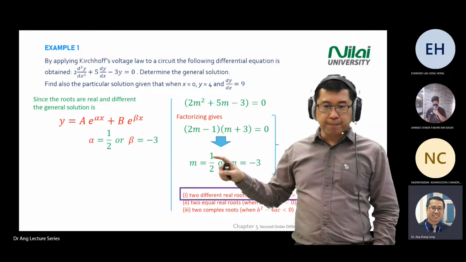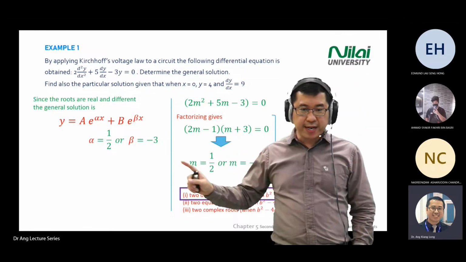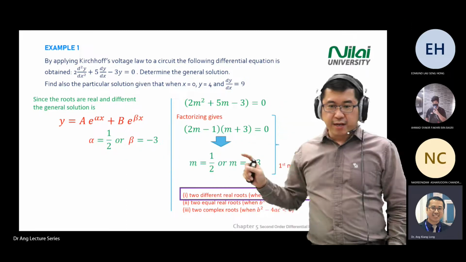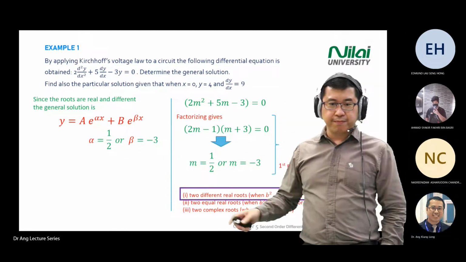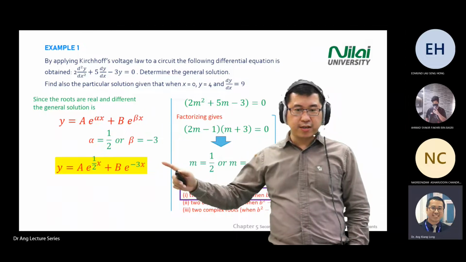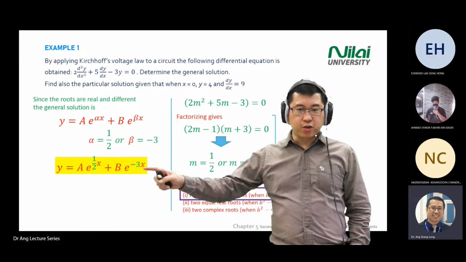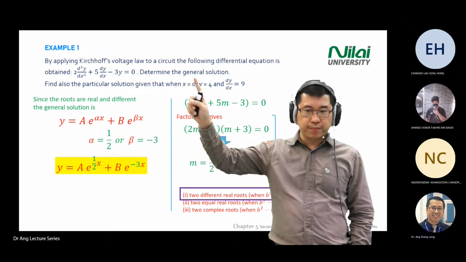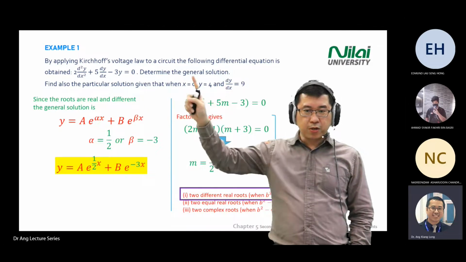For example, this one is the lowest, positive, right? So alpha equal to half, beta equal to negative 3. So you get the new equation, from this one to this one. You get the second point. This is called the general solution.